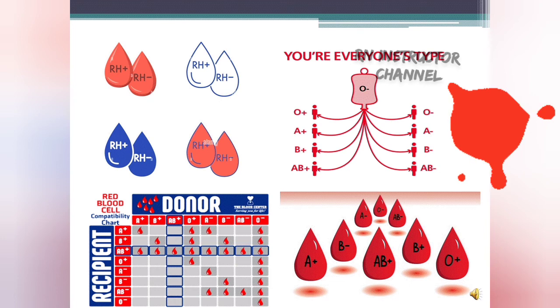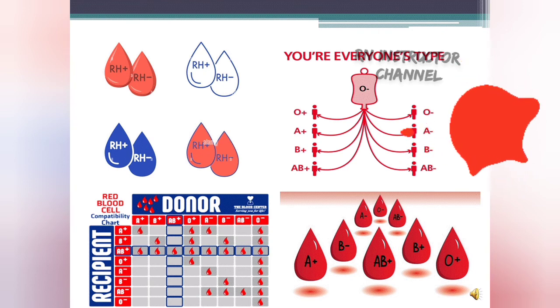but we can follow it in different ways. For example, O negative blood is the universal donor. It can be given to all different types of blood grouping, whereas AB is the universal recipient. It can receive blood from all the different types of blood grouping.